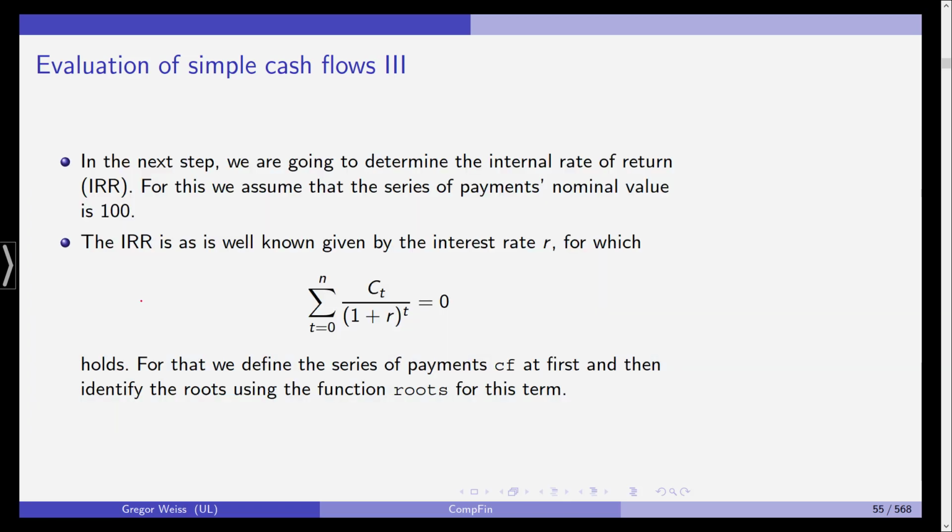Now, in the next step, we want to determine the internal rate of return for this cash flow stream if we assume that the series of payments nominal value is 100. Now, the internal rate of return is, of course, given by the finite sum of the cash flows divided by (1 plus r) taken to the power of t, and it has to equal 0. In this case, we get the internal rate of return r. Now, we already know we have the cash flows, and we need to solve for the roots of this polynomial in the end, and we can use the function roots for this.